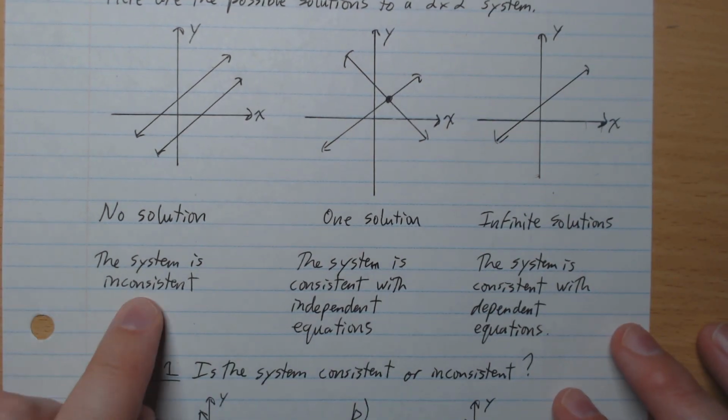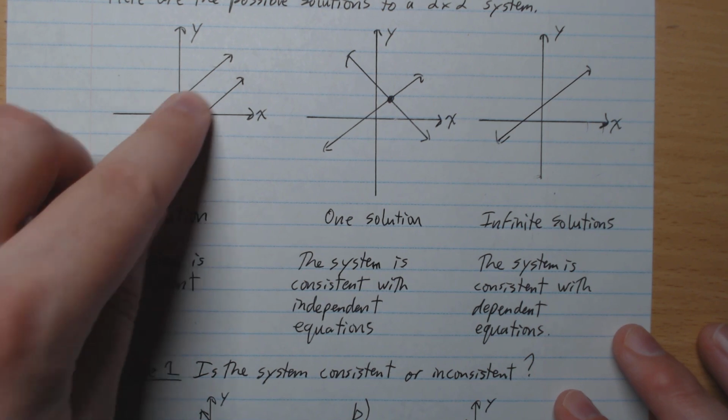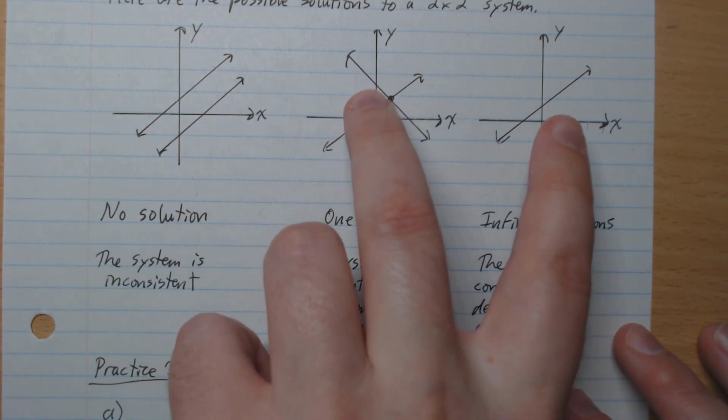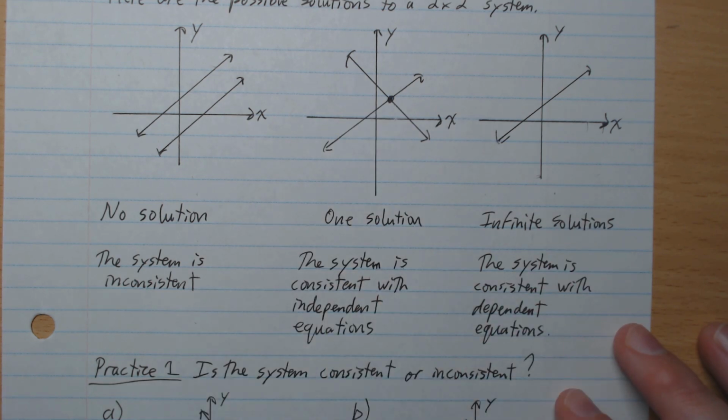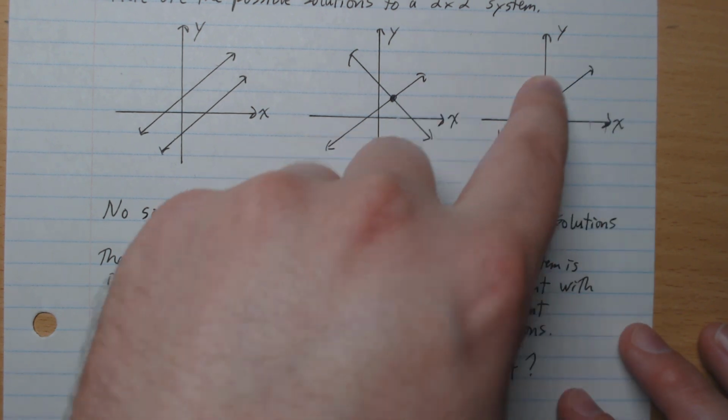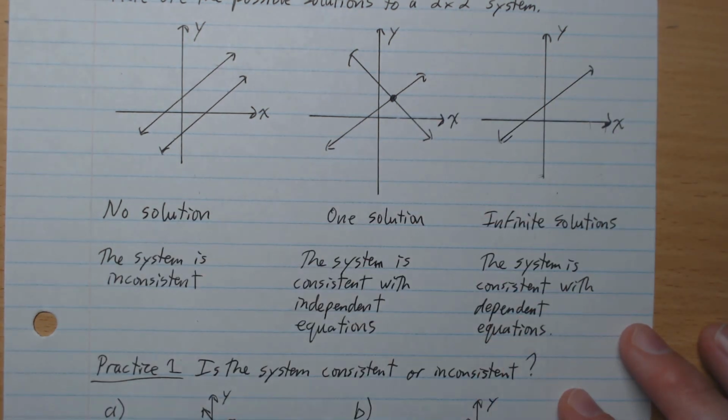The system is called inconsistent if there's no solution. It's called consistent if there's one or infinitely many solutions. If there's only one solution, we say it has independent equations. And if they coincide, we say it has dependent equations.